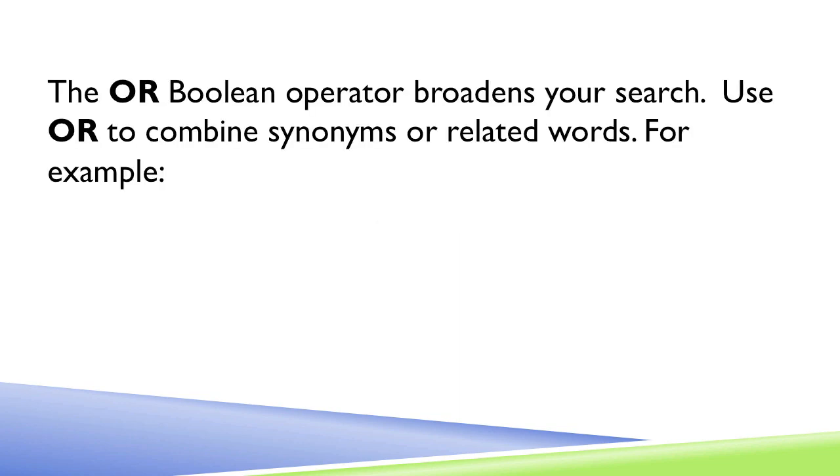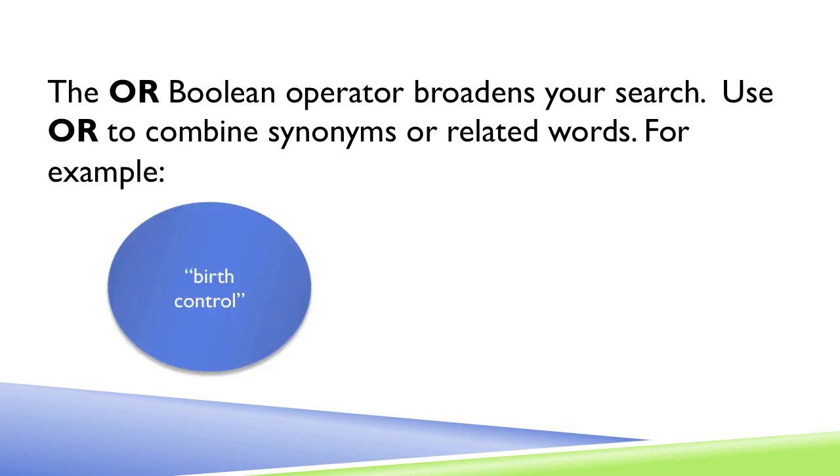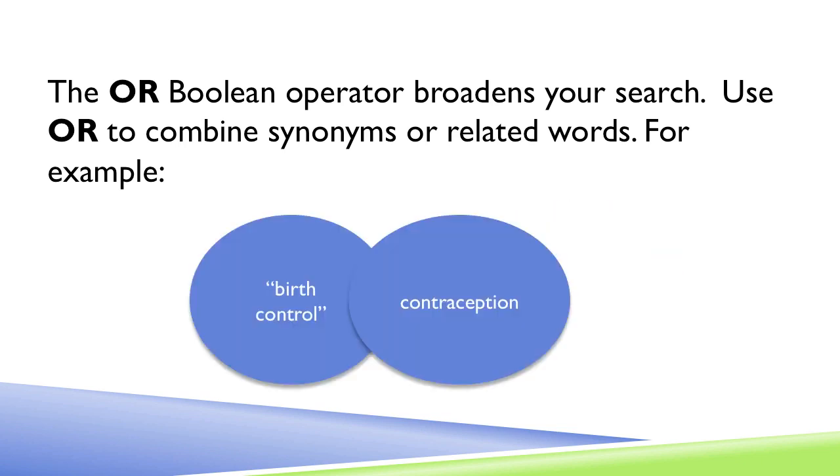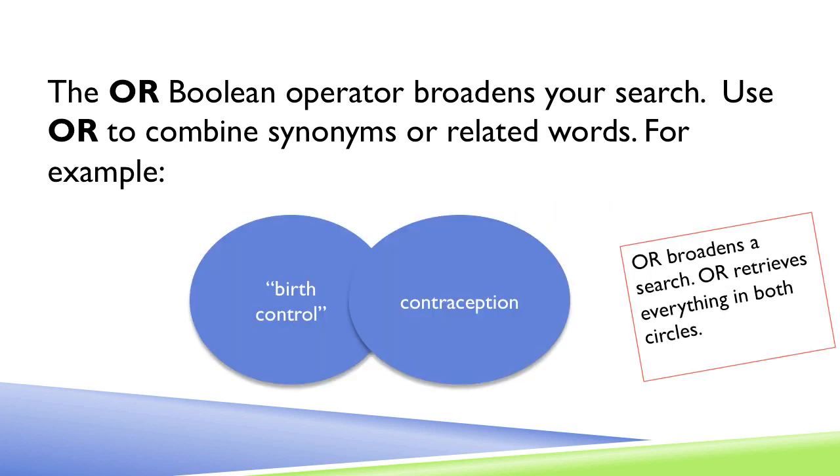Now let's talk about or. The OR Boolean operator broadens your search. Use OR to combine synonyms or related words, for example, birth control or contraception. OR broadens a search. When we use OR, we retrieve everything in both circles.